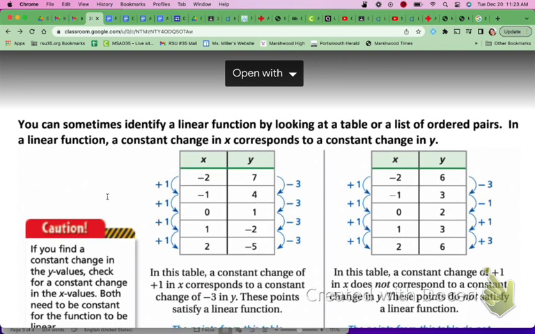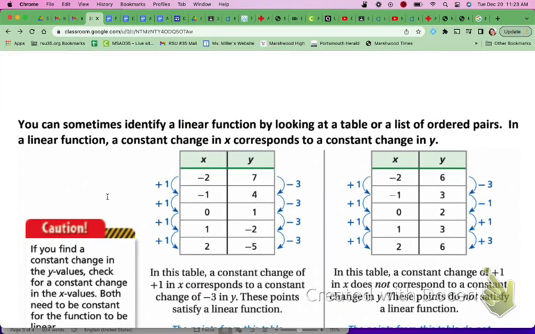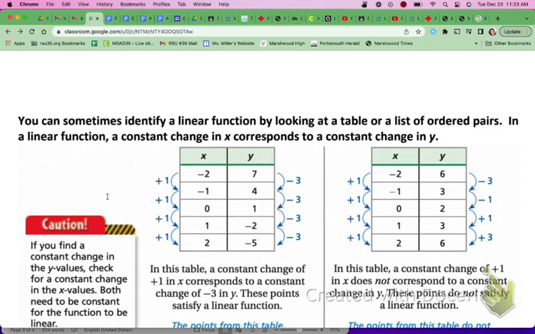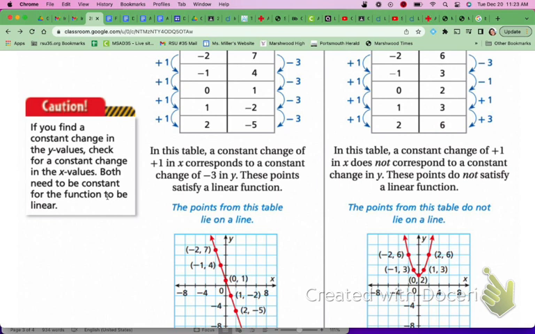So now you can sometimes identify a linear function by looking at a table or a list of ordered pairs. In a linear function, you're going to have a constant change in both your x and your y's. So, for example, in this table of values, my x's are -2, -1, 0, 1, 2. They are increasing by 1 each time, and my y's are decreasing by 3 each time. You see that? So in this table, a constant change of +1 in the x corresponds to a constant change of -3 in the y. So this would satisfy that it is a linear function. If I were to actually plot these points, it would end up looking like a straight line.